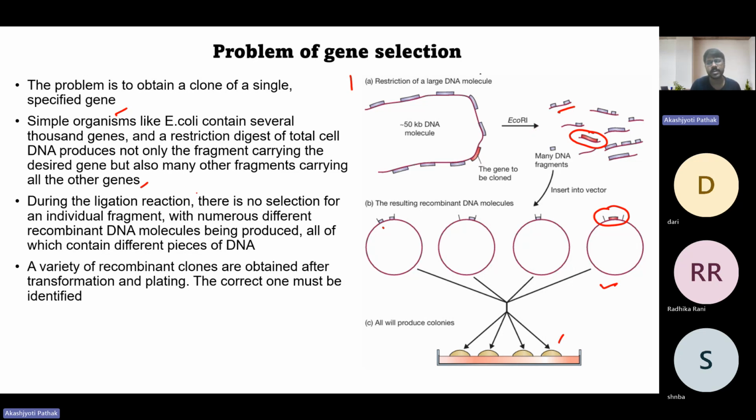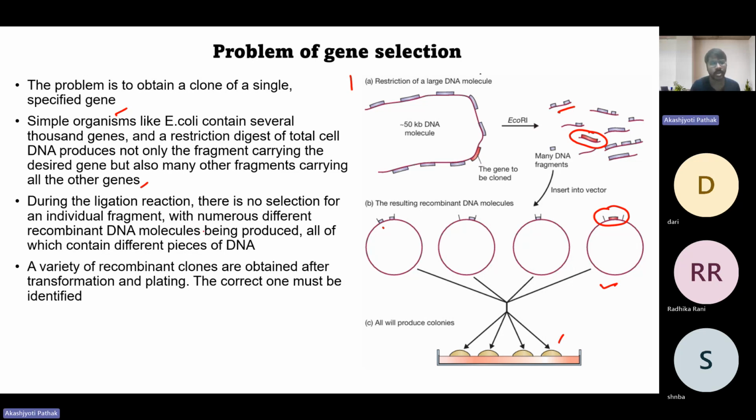Okay, so the bacterial genome itself has thousands of different genes. During the ligation reaction, there is no selection for an individual fragment. When you perform the ligation reaction, your vector is getting ligated with any one of these fragments. So there is no selection during this process.